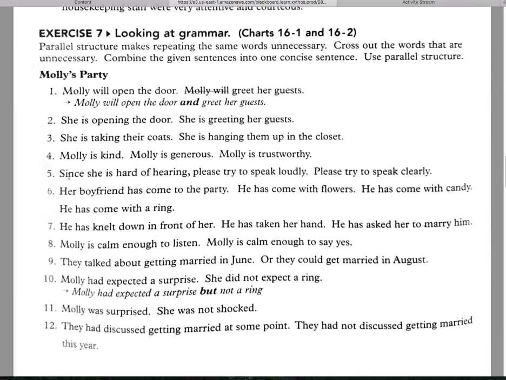Number 5. Since she is hard of hearing, please try to speak loudly. Please try to speak clearly. So here the repeated words, "please try." Okay? And "to" will also be optional. So you could say, since she is hard of hearing, please try to speak loudly and clearly. Again, since she is hard of hearing, please try to speak loudly and clearly.